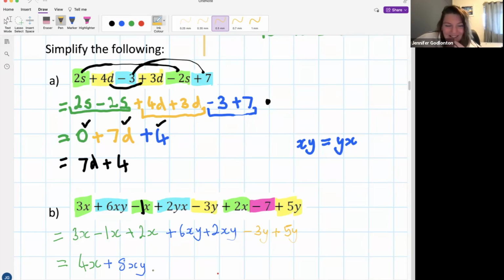Good, good, good. And then I've got my lonely minus 7, which is just chilling there as my minus 7. And I'm done.